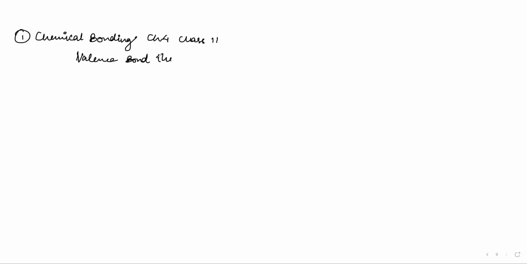See, there are a few things that you need to revise, Sania. The first thing is chemical bonding. That is chapter 4, class 11. Now, what part of chemical bonding? You have to revise the valence bond theory, and you have to revise hybridization.